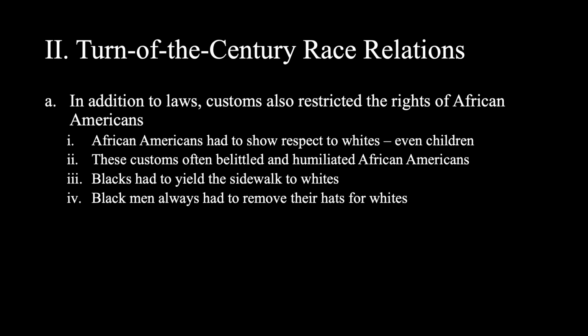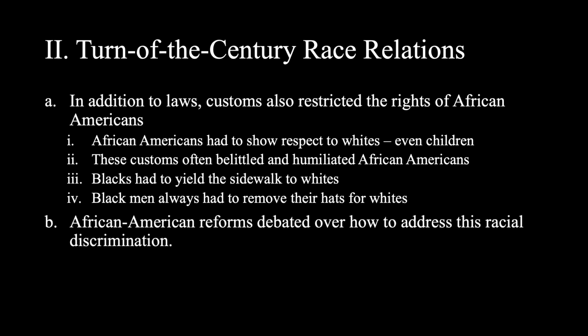Now, while all this is going on, while all this is happening throughout the South and in different parts of the country, there were those who were trying to figure out what to do, how to go about fixing this. And so African American reformers debated how to address this racial discrimination. There were a couple of different ways that people were looking at trying to get this fixed.